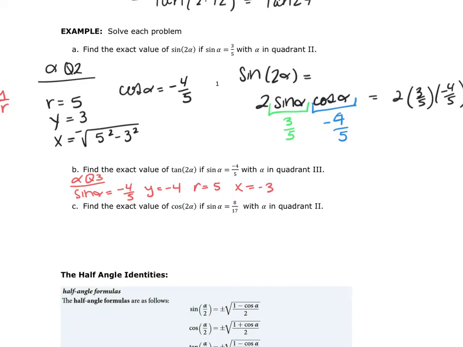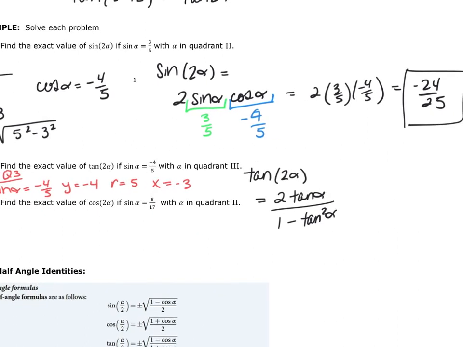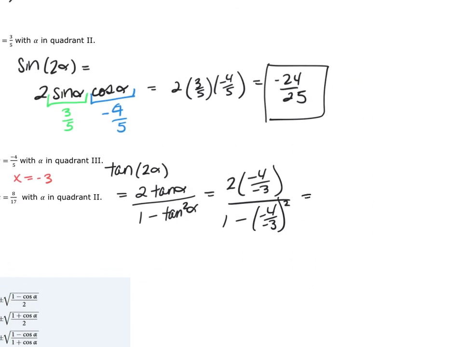So then if I'm asked to find the tangent of 2 alpha, this is equal to 2 times the tangent of alpha divided by 1 minus the tangent squared of alpha. My tangent of alpha is just going to be simply my y value over my x value. So this is going to be 2, my y value is negative 4, my x value is negative 3, over 1 minus negative 4 over negative 3 squared. My numerator is simply just going to be 8 over 3 because the double negatives will cancel themselves out.